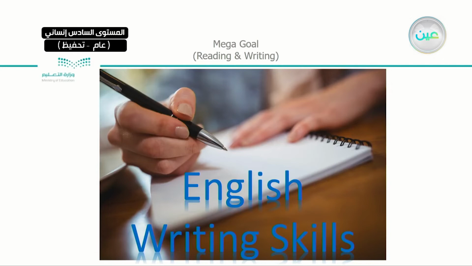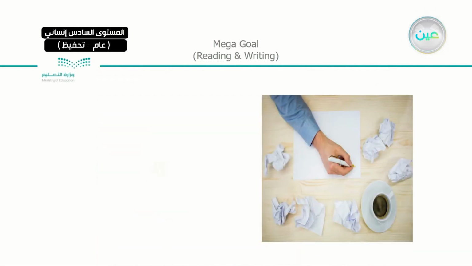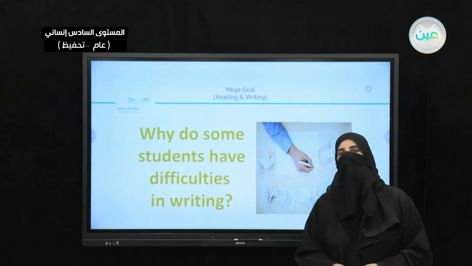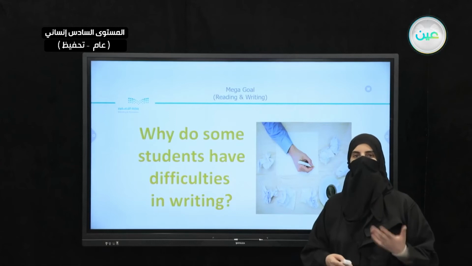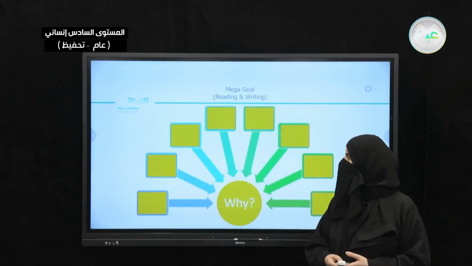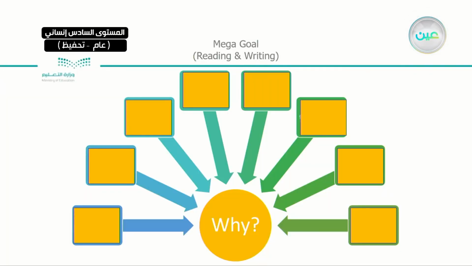Now let's see our English writing skills. Why do some students have difficulties in writing? We are going to see, first of all, what are your reasons. Why do you think that writing can be difficult or has some difficulties? So we're going to see why. Now, these are just suggestions and answers from some students. We can see that they have a hard time getting started from the beginning. Some students don't concentrate.